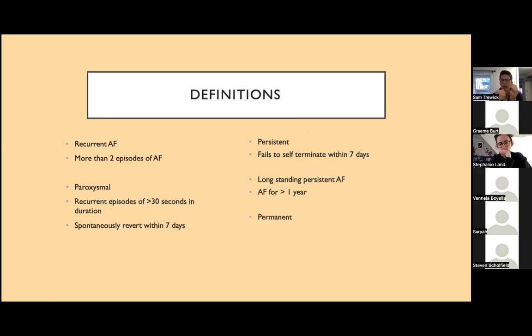So what's permanent AF then? How would we describe permanent AF? Can't cardiovert. Yes, essentially that's right. It's when we accept that sinus rhythm can't be restored or maintained, and we accept that these patients are going to be in atrial fibrillation permanently.